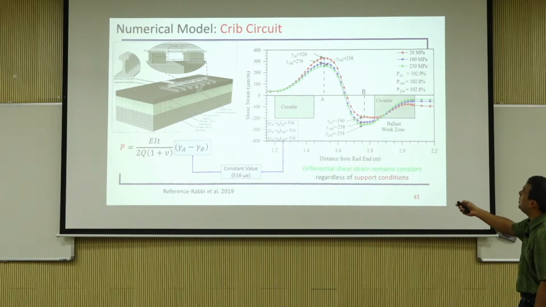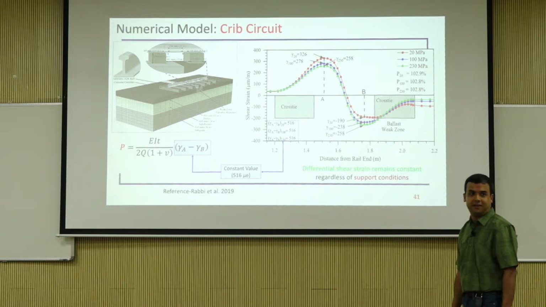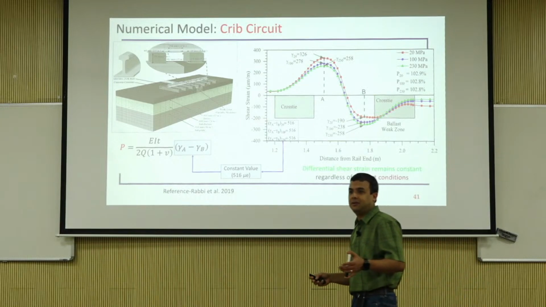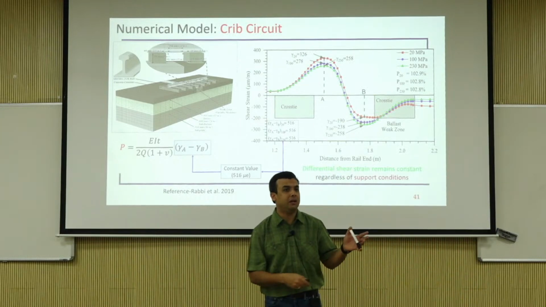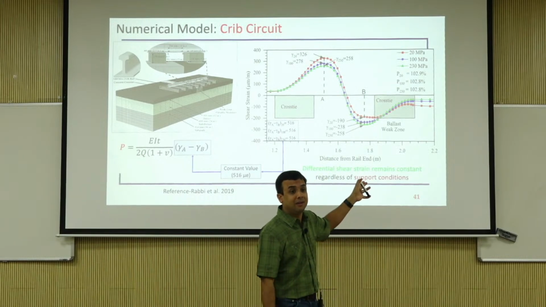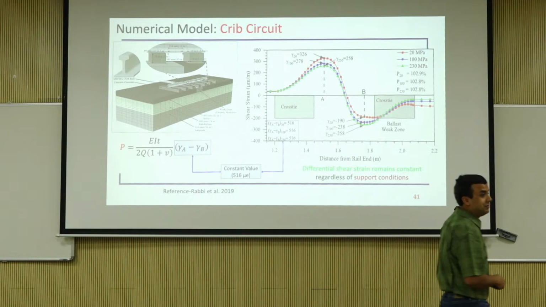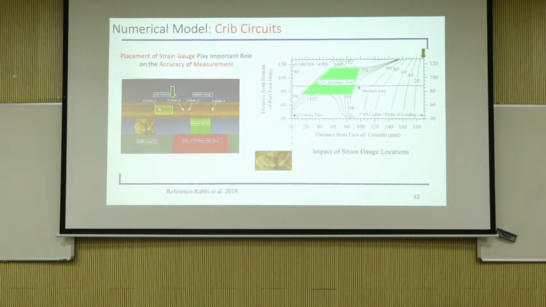Look at the beauty here. These are the shear strains that are measured. Take one shear strain, take the other one, do a subtraction, it's always 516, 516, 516, irrespective of the distribution. And this is a full 3D model, saying that this principle holds. So why not make use of it in the field to actually make some sense out of what you have?